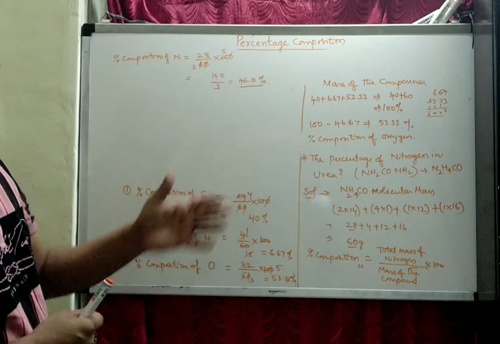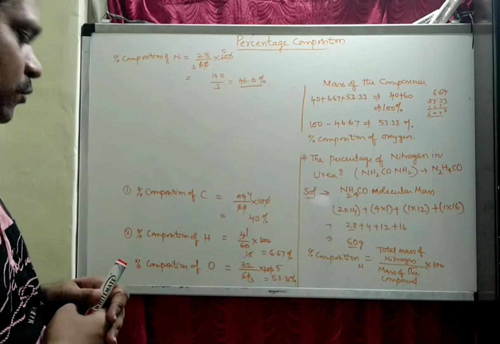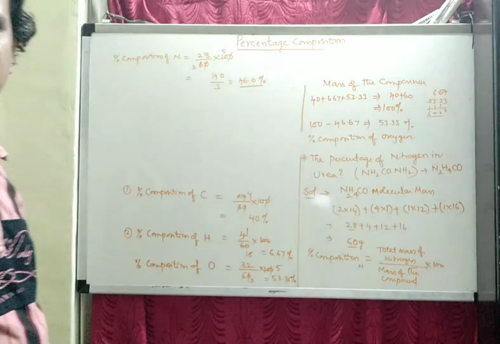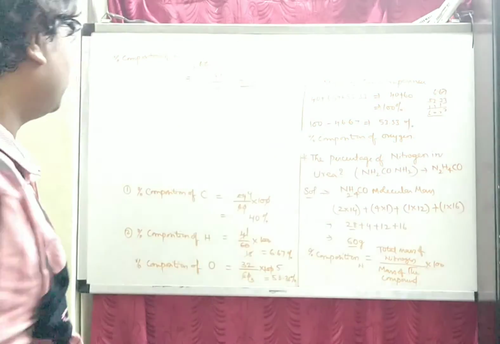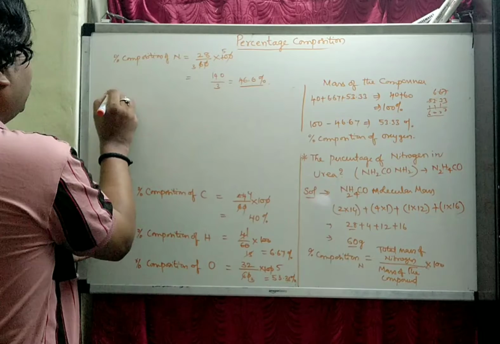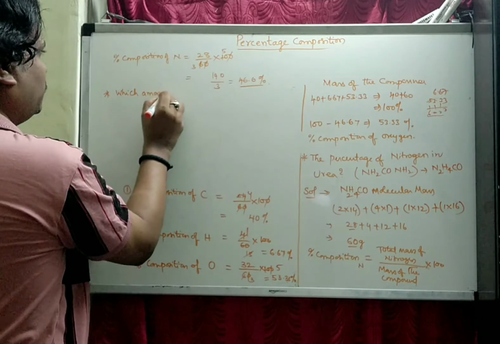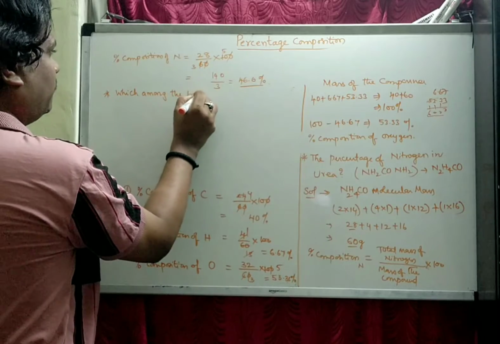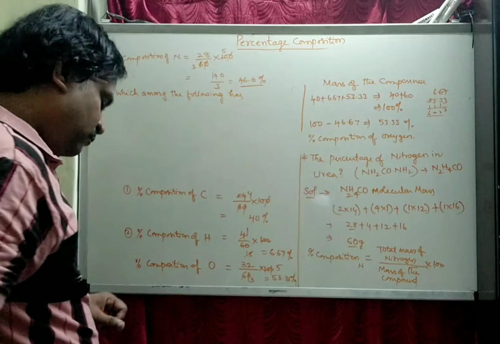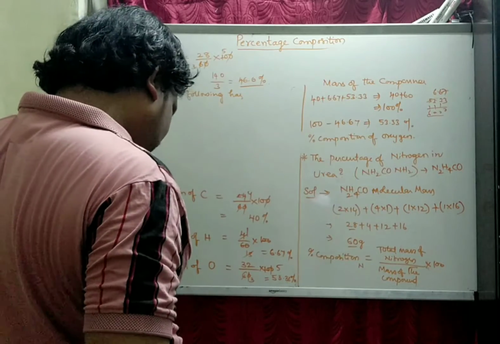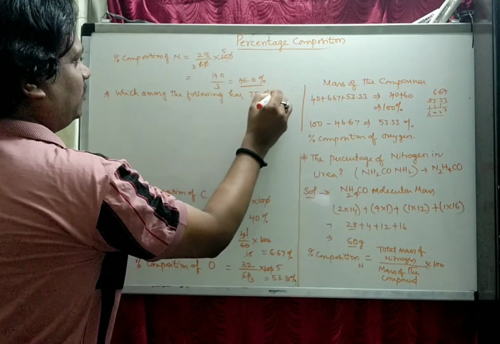So these are the simple problems we can do based on percentage composition. We will go to one more example. Yes, one more simple question. Which among the following has 75% of carbon?